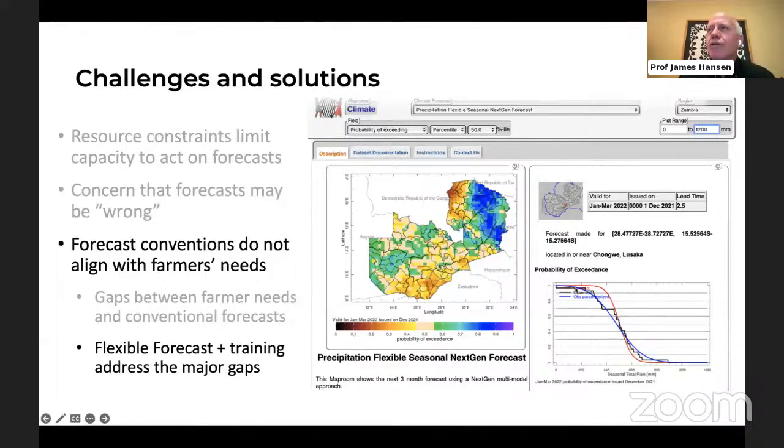So at a particular location, it shows the historical probability distribution as a probability of exceedance curve. The y-axis is the probability of getting greater than or equal to this much rainfall. And the red curve shows what the forecast distribution is. This is difficult to use without training, but we have experience training farmers, even smallholder farmers, to be able to understand and act on this type of forecast.